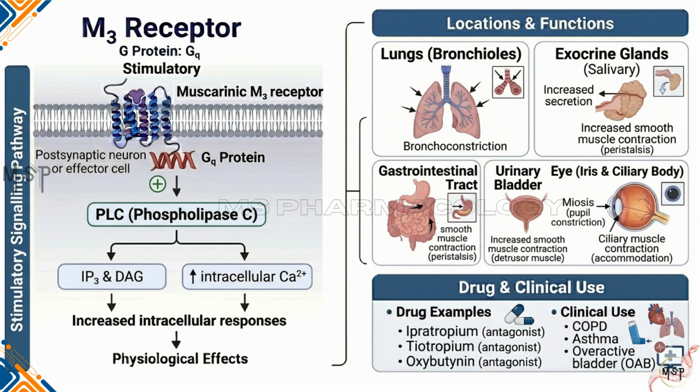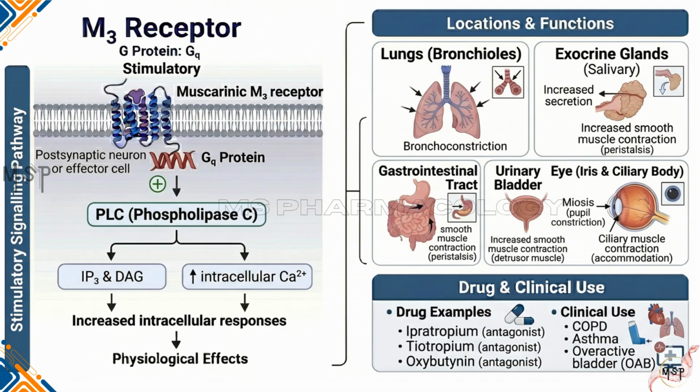Like M1 receptors, M3 receptors are coupled to Gq proteins and activate the phospholipase C pathway. These receptors are widely distributed in smooth muscle and exocrine glands. Their activation produces bronchoconstriction, increases glandular secretion, and causes smooth muscle contraction in organs such as the gastrointestinal tract, urinary bladder, and eye. From a clinical perspective, M3 receptors are particularly important in respiratory diseases.